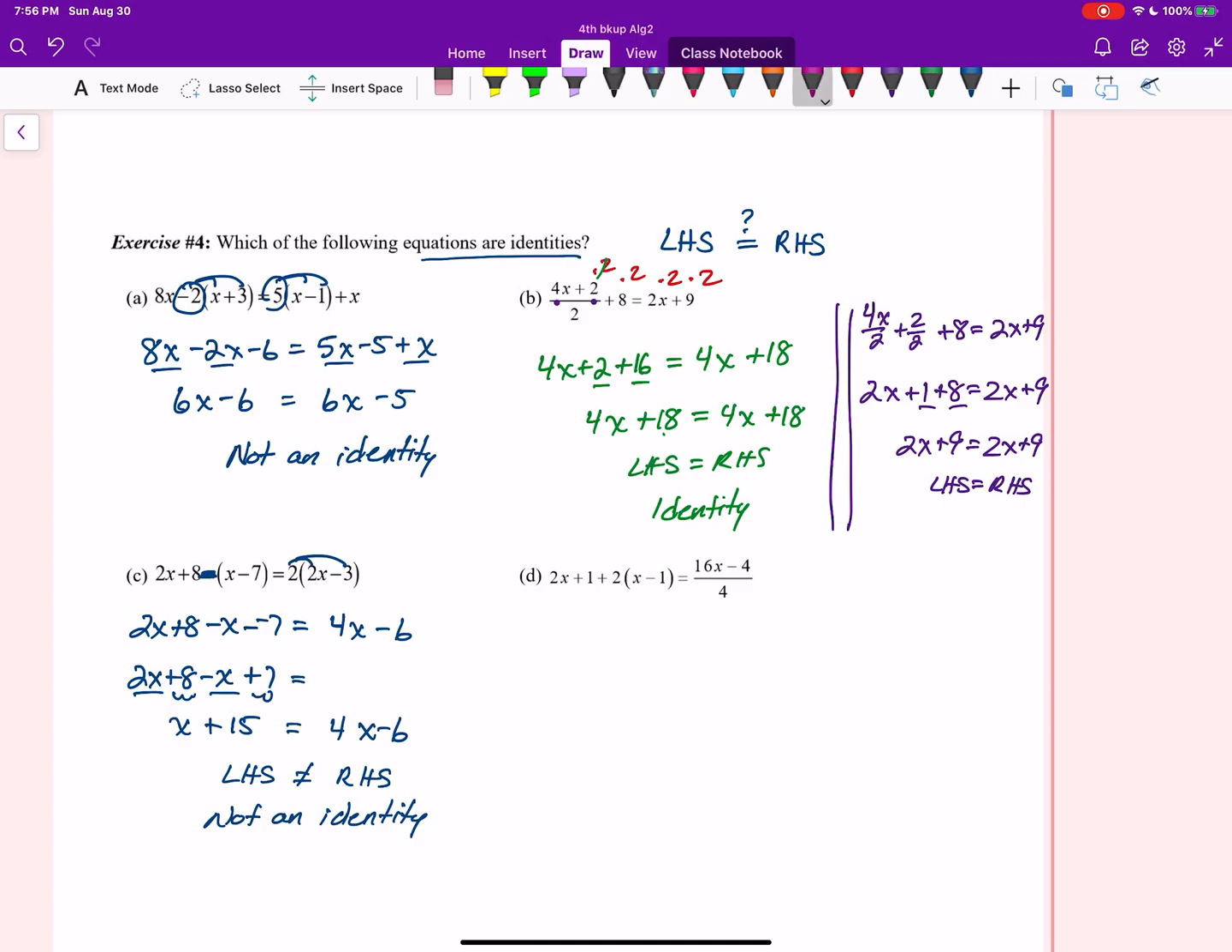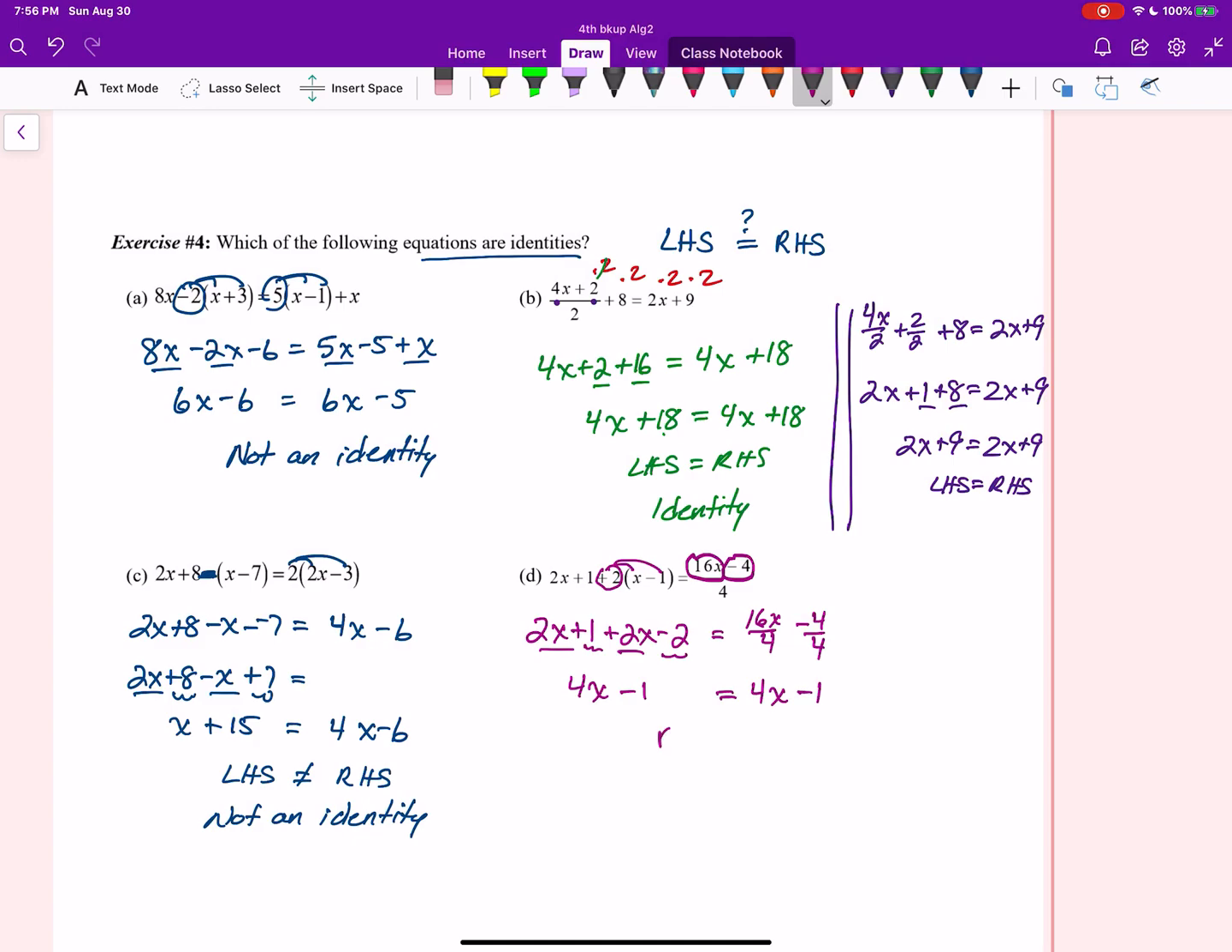And in D, simplify the left-hand side. We have this distributing to do. So we have 2x plus 1 plus 2x minus 2. Combining, that's 4x. Positive 1 and negative 2 is negative 1. Now on the right-hand side, is each term here of the numerator divisible by 4? It is. So we could actually take 16x, divide it by 4, and then minus 4 divided by 4. 16x divided by 4 is 4x, and negative 4 divided by 4 is negative 1.